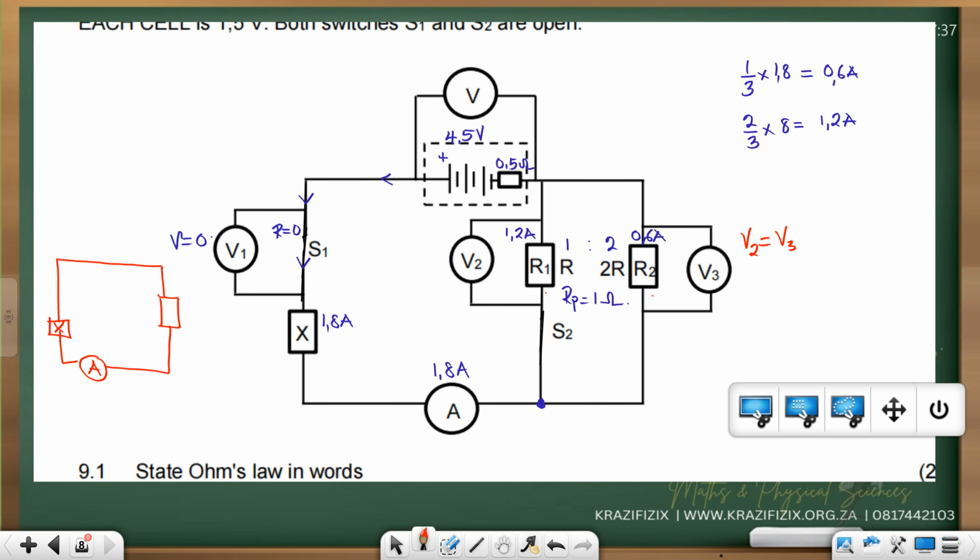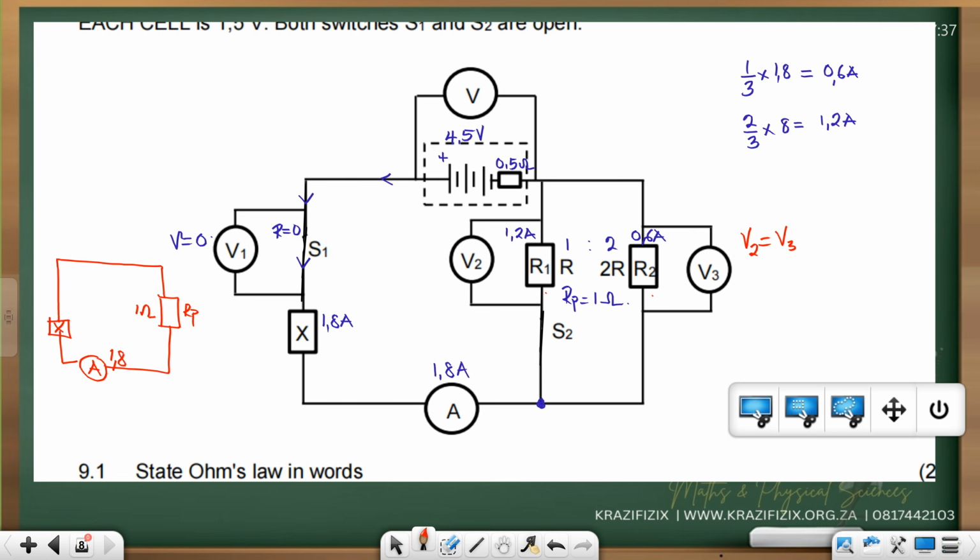This is X, and this is my R parallel. These are connected in what? Oh yeah, no, you are. Oh, it's 1 comma. Sorry, it's 1,8. The current here is what? 1,8, and the total R here is what? 1 ohms. You're fine, correct.